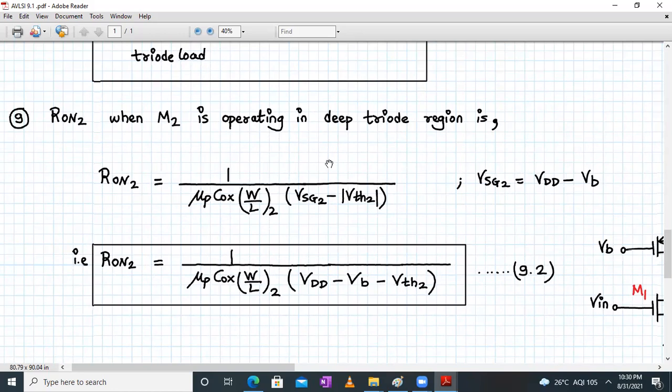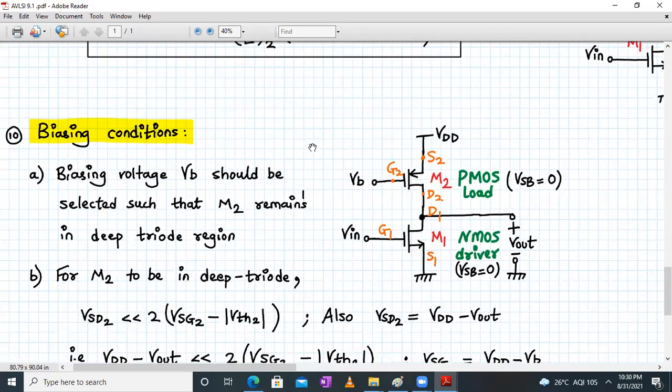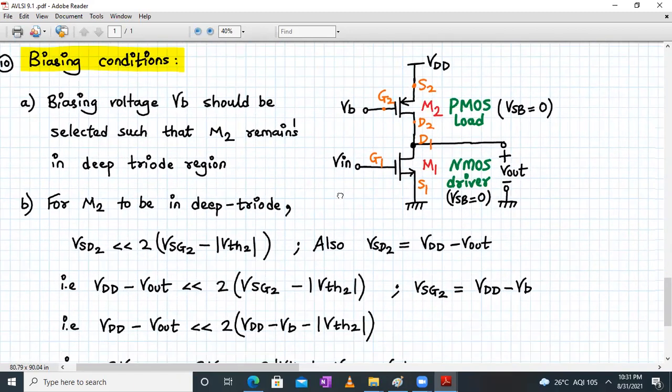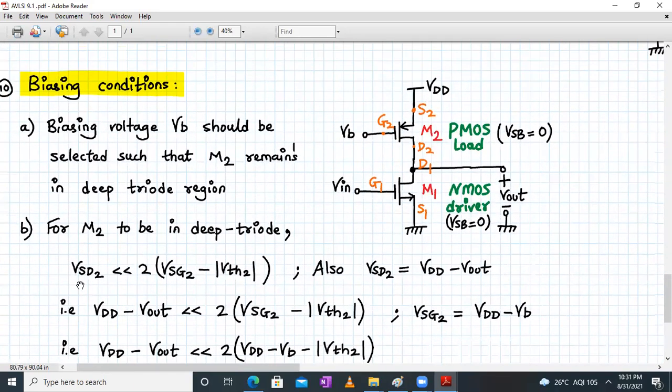Okay, so let's move on now. Next comes the biasing conditions. Biasing conditions means choosing the proper value of VB, the biasing voltage for the M1 transistor. Your biasing voltage VB should be selected such that your M2 transistor remains in the deep triode region. For M2 to remain in the deep triode region, the condition is that VSD2 should be less than twice VSG2 minus mod of VTH2.